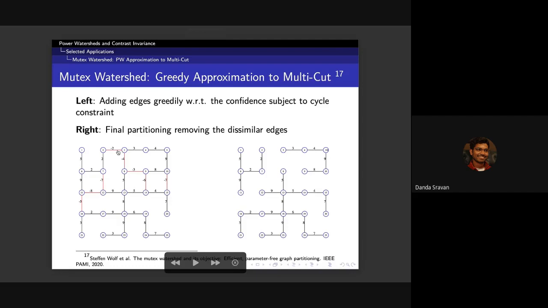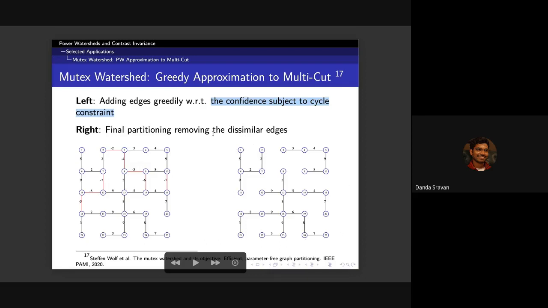Irrespective of whether it's a dissimilarity or a similarity edge, they simply sort them all in decreasing order of weights, and then they keep adding the edges greedily, subject to this cycle constraint again. Without violating the cycle constraint, they keep adding. In the end, they simply remove all the red color edges. Whatever they are left with, several connected components in the final solution, they declare these as the components.